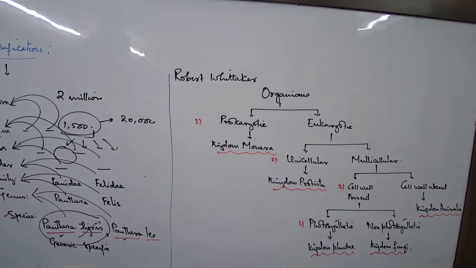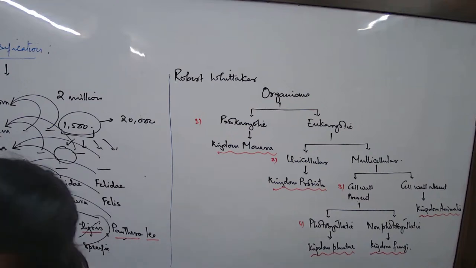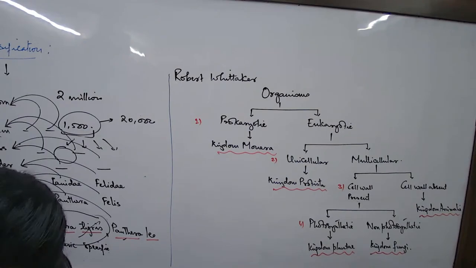Third group, fungi. Some examples to remember there. What are some examples? Mold mentioned. Mold, mucor, mushrooms. All these are the examples of fungi.